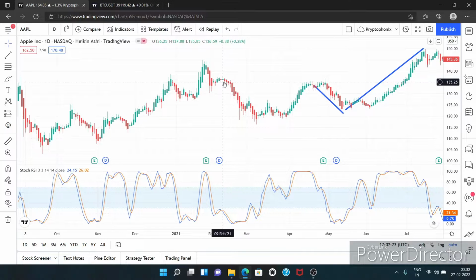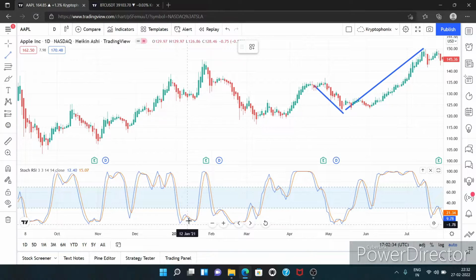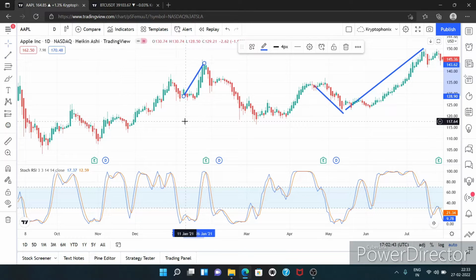Furthermore, back testing. If we look over this point, two consecutive green candles were formed. Stochastic RSI is below the 30 level mark. Result, up move. If you look over here, two consecutive green candles were formed, stochastic RSI below the 30 level mark. Signal to buy.